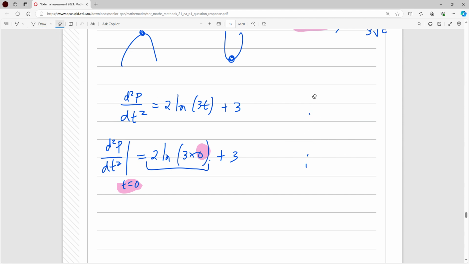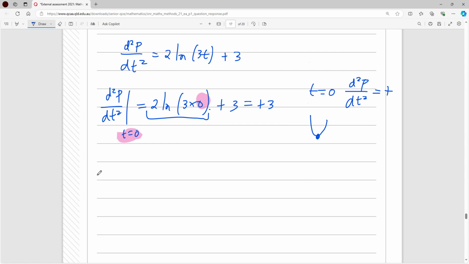So you get the second derivative is just positive, okay? It's positive 3. I don't care what the number is. All I know is when t equals 0, the second derivative is positive, okay? So what that means is this is a minimum, okay? So keep that information in mind. Now let's do the same thing with the other one.